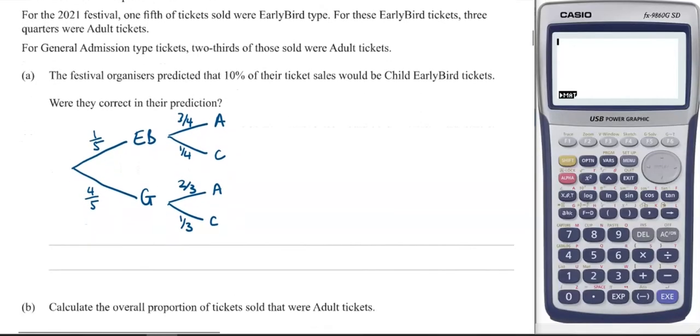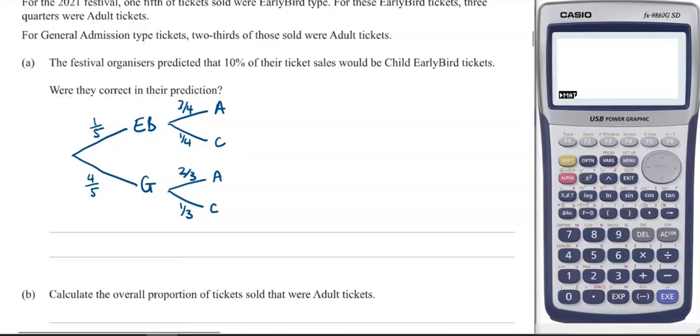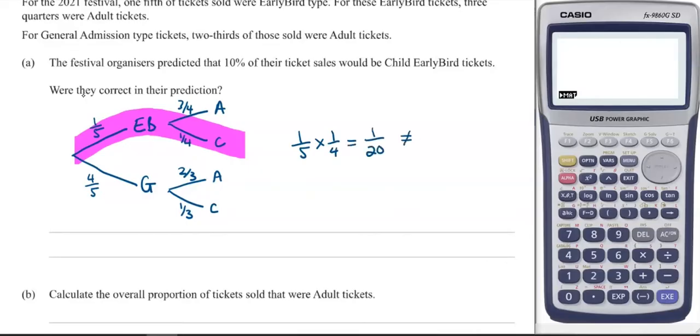Festival organisers predicted 10% of the sales would be child early bird tickets. So that's this branch just here. So child and early bird, that would be 1/5 times 1/4. So that's 1/20. That's not equal to 10%. So no, they weren't correct.